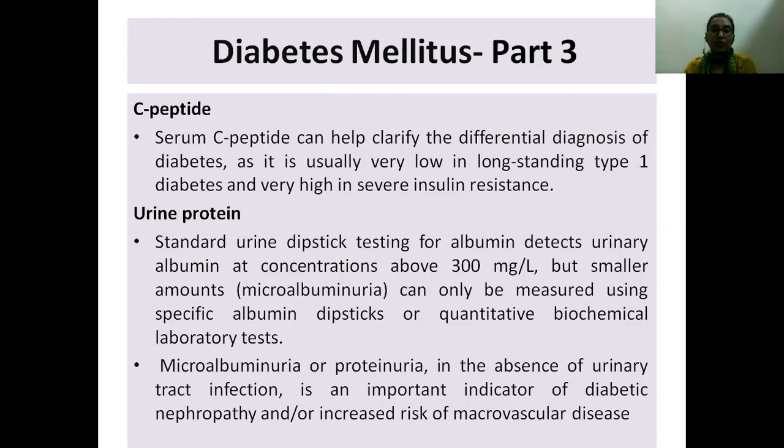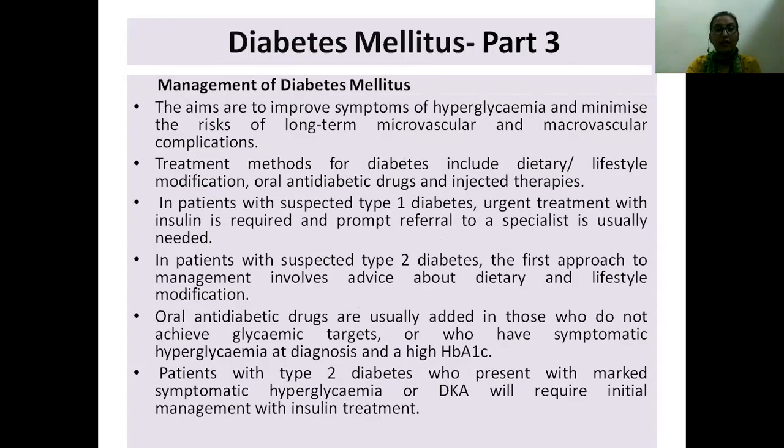Microalbuminuria or proteinuria is the presence of protein in the urine in the absence of a urinary tract infection. It is an important indicator of nephropathy and or increased risk of macrovascular disease. Macrovascular disease is a complication of diabetes mellitus.